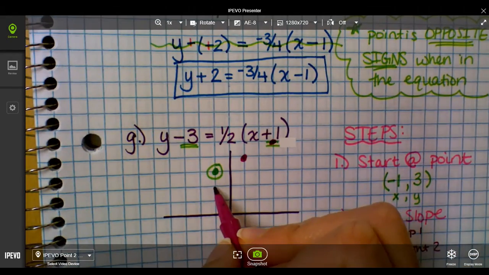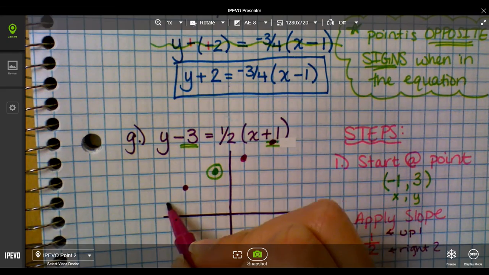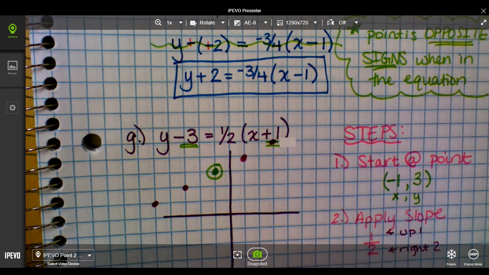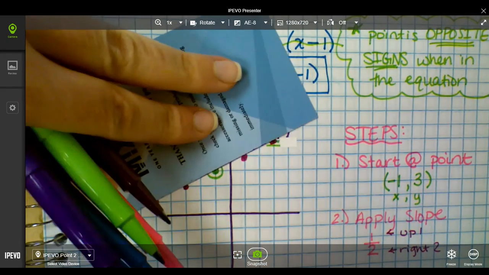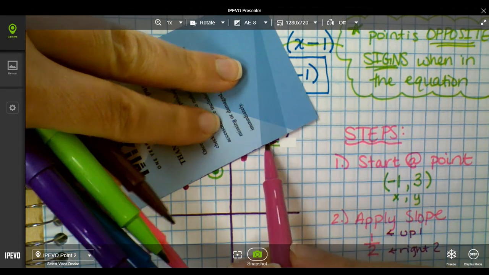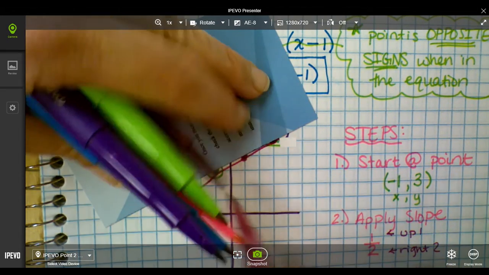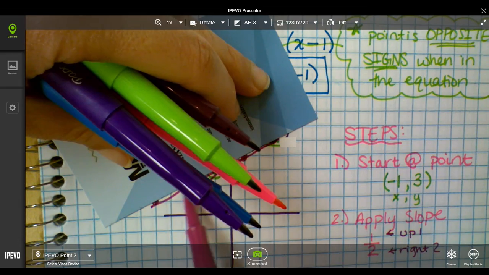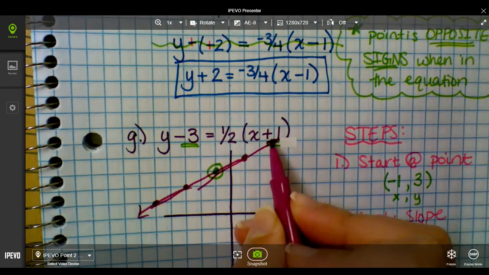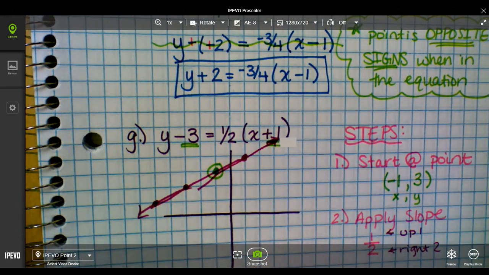And then we can also go down 1 to the left 2. Since we ran out of space going that way, we should probably just end up going this way. And then we can draw in our line. Whoa, too many pens in my hand. Terrible line, but that's okay. You guys know what I mean.